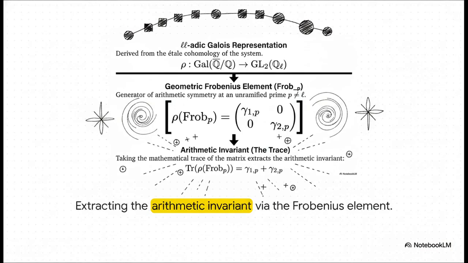normalization. Over on the other side of the Langlands bridge, we have the arithmetic structure, the L-adic Galois representation. We evaluate this at the geometric Frobenius element to get a 2x2 matrix representing arithmetic symmetry. To extract our vital arithmetic invariant, we simply take the mathematical trace of this matrix, literally just summing the complex eigenvalues gamma 1p and gamma 2p.